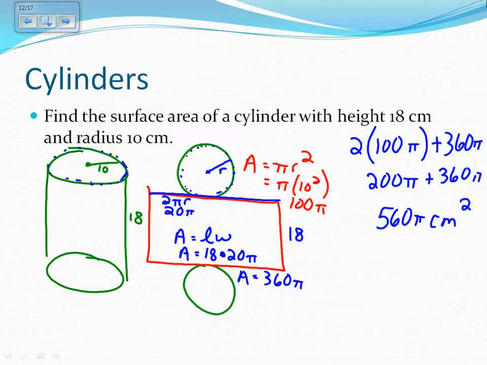So the lateral area would be just the sides. So your lateral area here would just be 360 pi. But I wanted the surface area. So surface area is everything. Correct. Very rarely would you be asked to just find the lateral area of the cylinder.